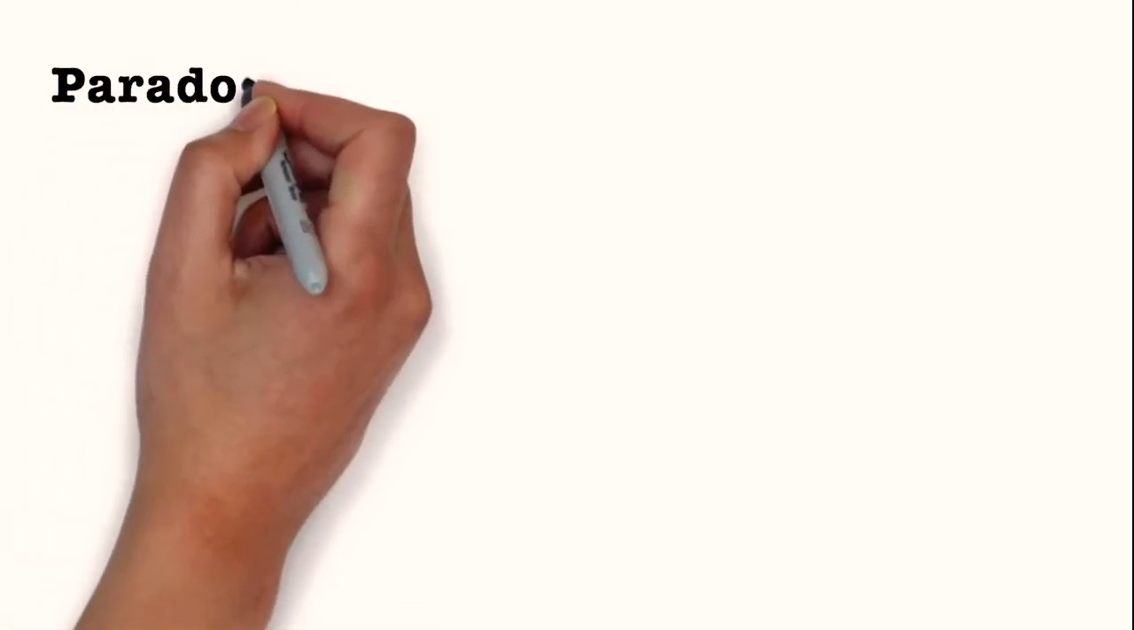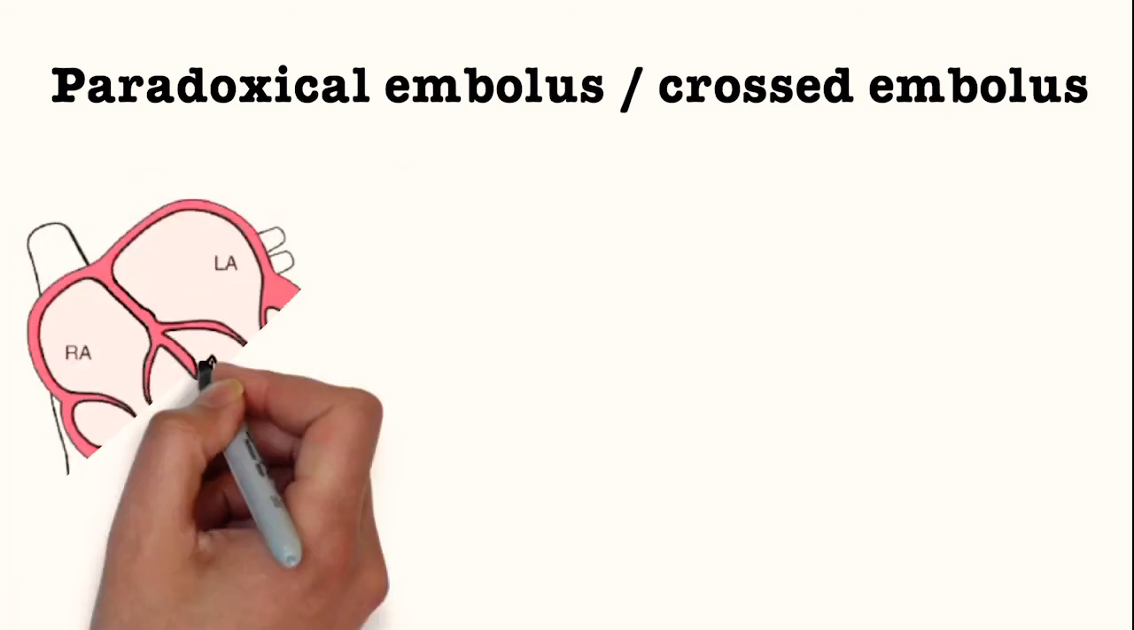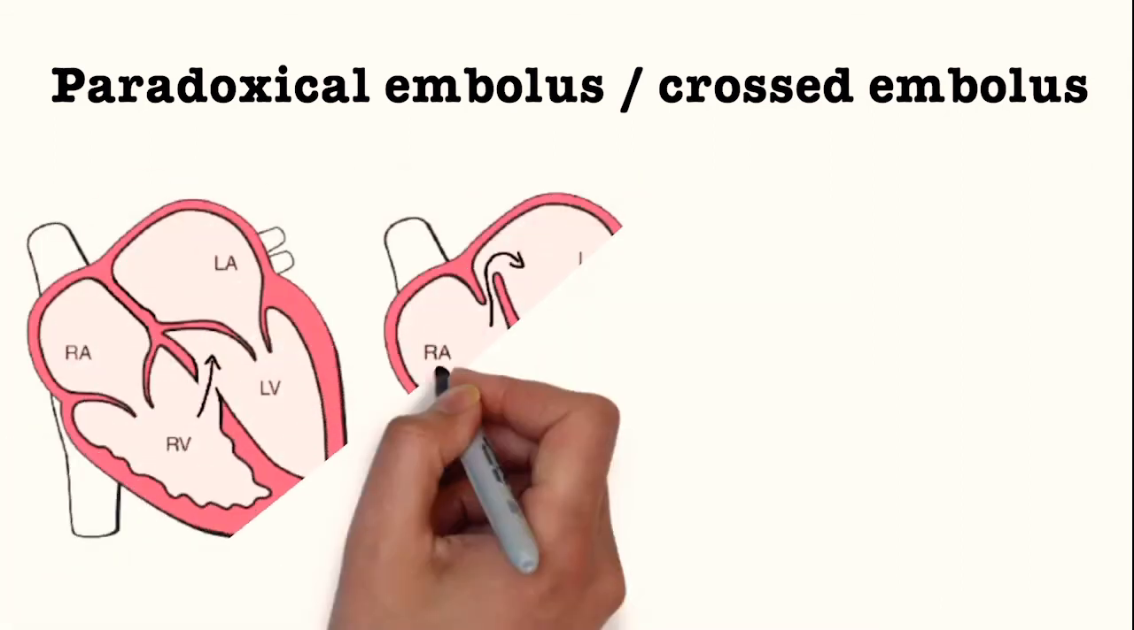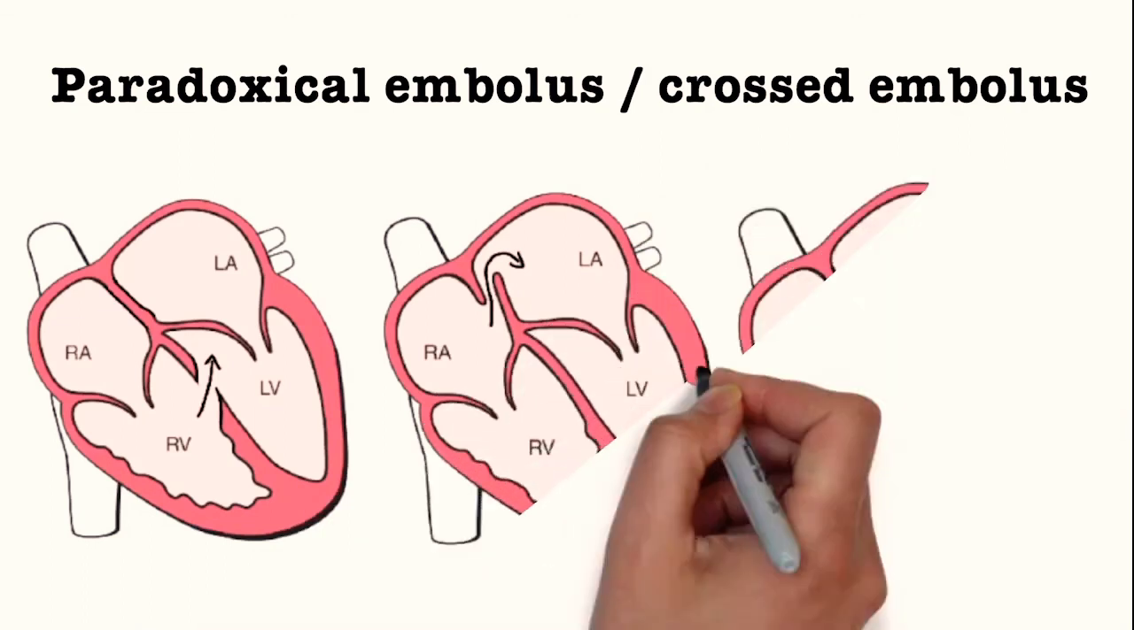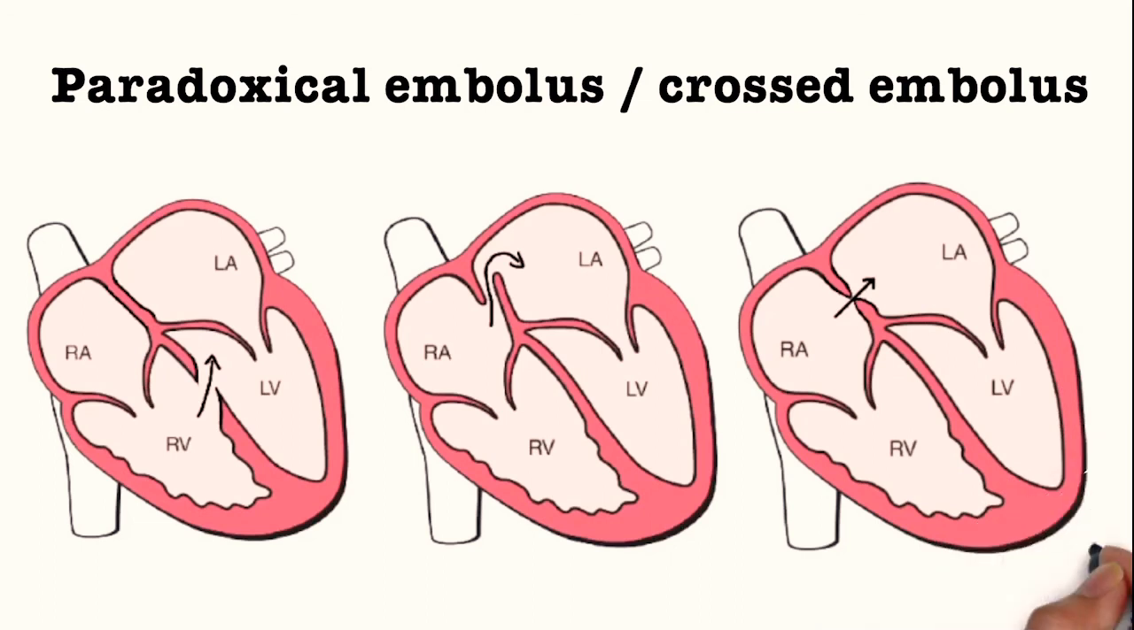This is known as paradoxical embolus, aka crossed embolism. The opening is typically an atrial septal defect, but can also be a ventricular septal defect or patent foramen ovale, normally representing 2% of arterial emboli.